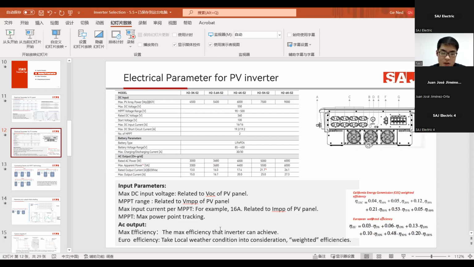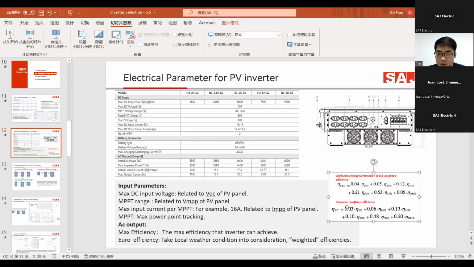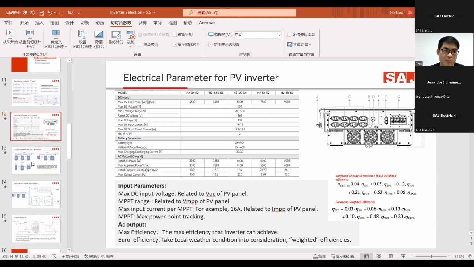And then is Euro efficiency. It takes local weather conditions into consideration. You can see the formula here, and the different working conditions for the inverter will take a different weight. Also, we have the California Energy Commission efficiency. This is about the inverter's parameters.